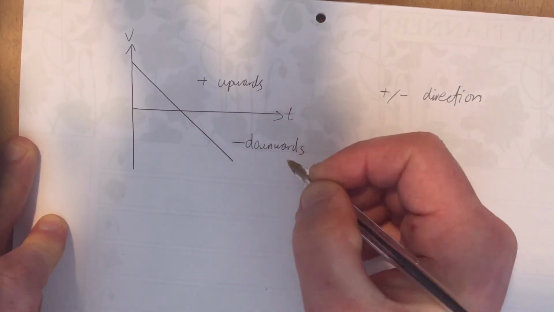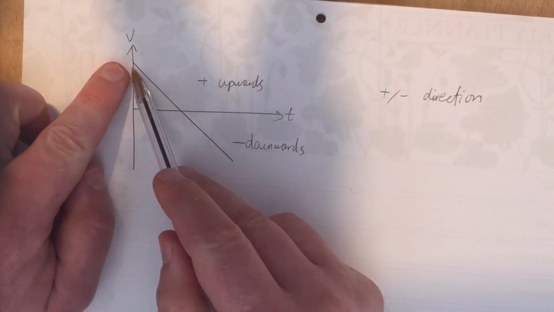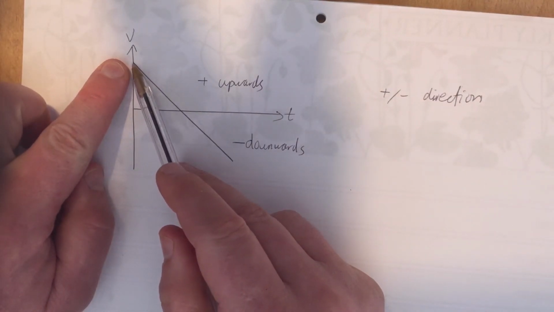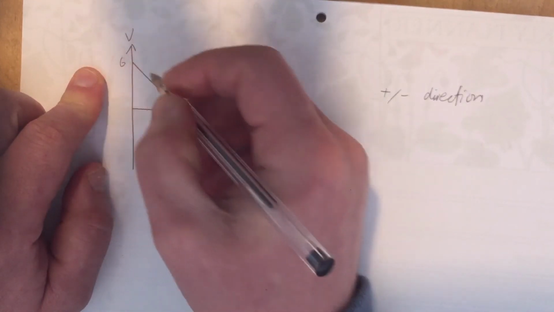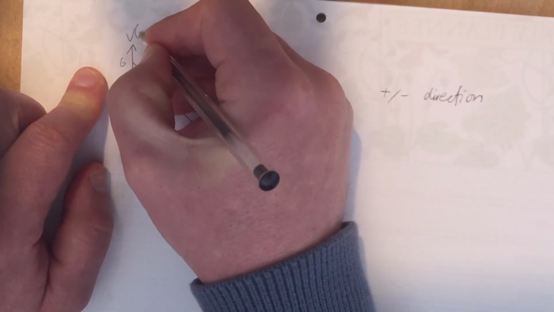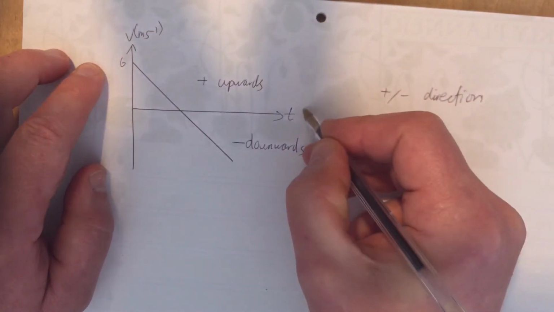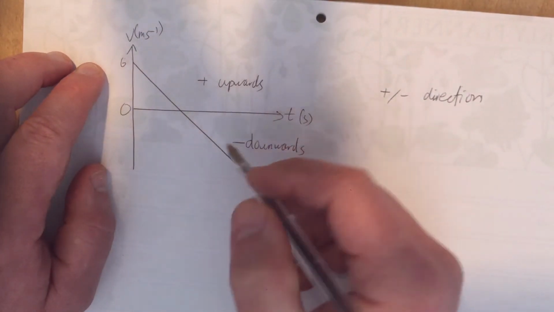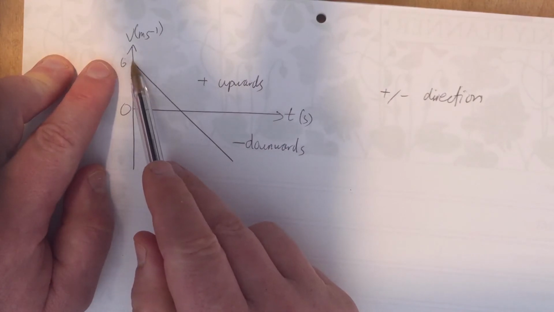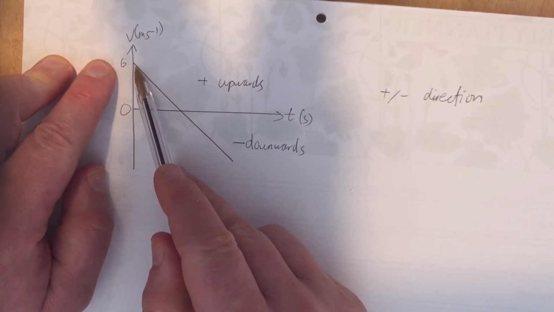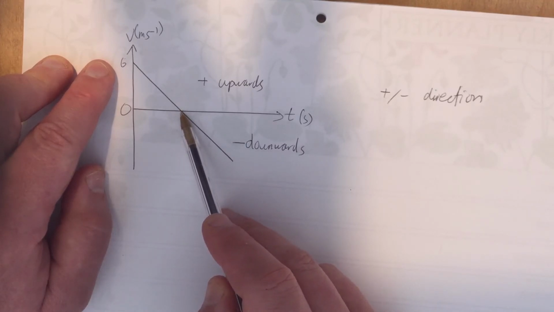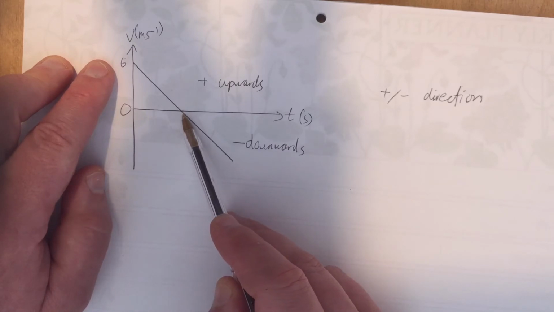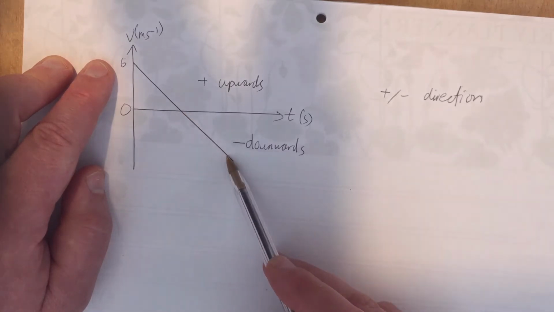So what's actually happening here? Well, it's an object that is moving. It's moving upwards at some speed. Let's just put numbers on to make it easier, maybe 6 meters per second. Oops, I forgot my meters per second here, and my seconds here, and my zero. But it's maybe starting off at 6 meters per second upwards, and then it's slowing down. And as it slows down, it eventually gets to zero. So for an instant there, it's actually stopped. And then it starts speeding up on the way down.